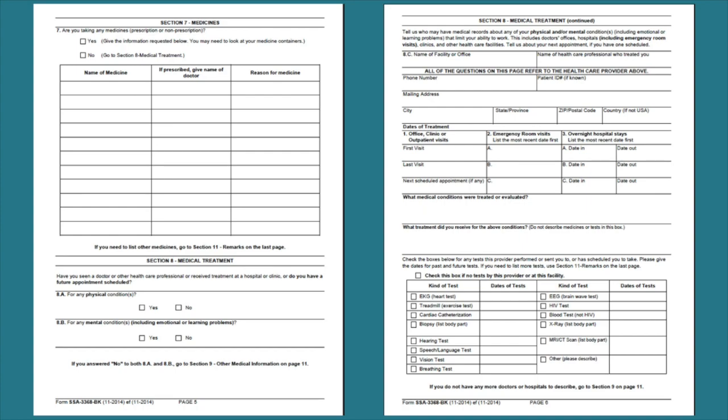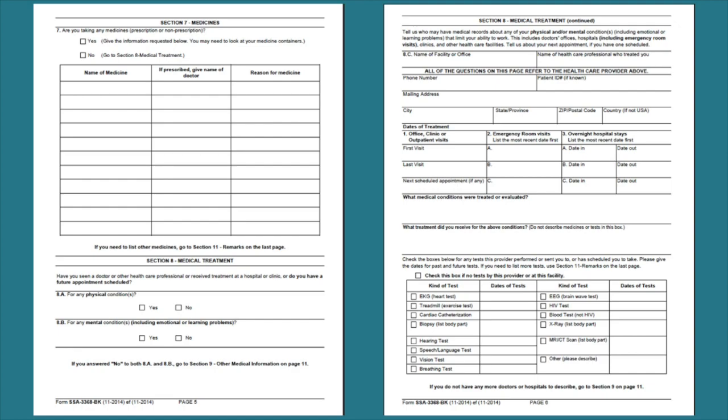So the medication piece can be helpful for cross-checking. Did I remember everything? Did I put everything down? Medical treatment, section 8 there, is just asking if you are currently being treated for any physical or emotional conditions. Then section 8 continues on the next page.